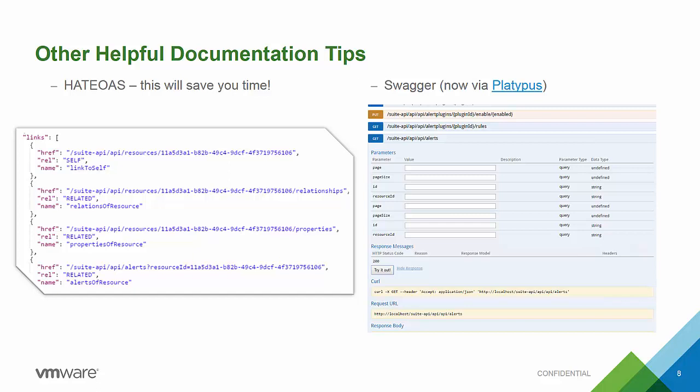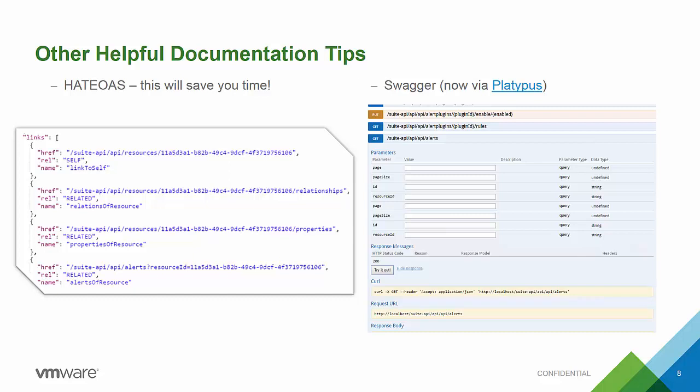And so you'll see there's the third one down, Suite API resources, and then some long number, that's the resource ID, and then properties. So it saves you from having to look up the resource ID and put that into your URL. And it also saves you from having to go back to the documentation to figure out how to get properties from that virtual machine. So very time saving.